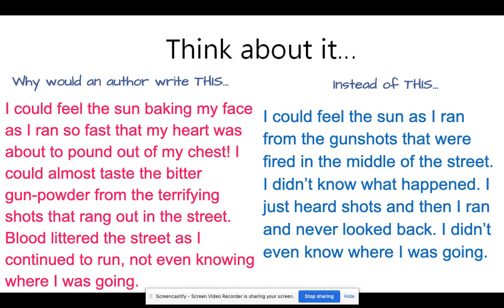Versus this version. I could feel the sun as I ran from the gunshots that were fired in the middle of the street. I didn't know what happened. I just heard shots and then I ran and never looked back. I didn't even know where I was going.